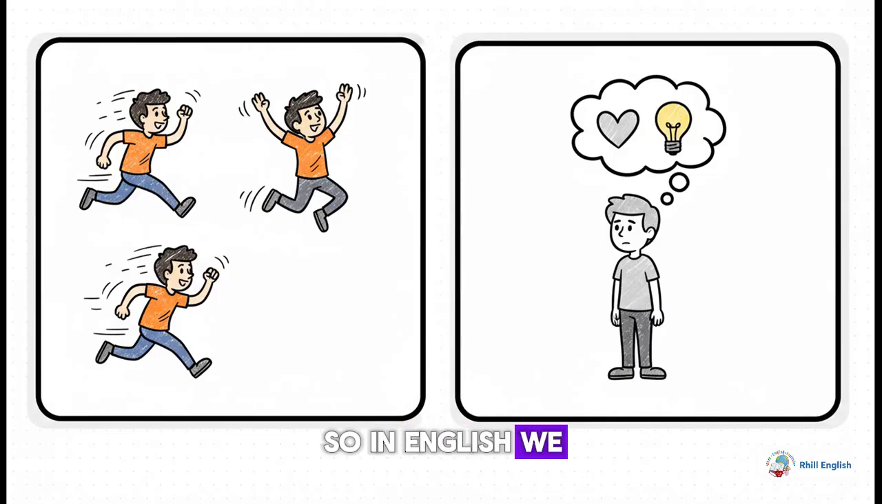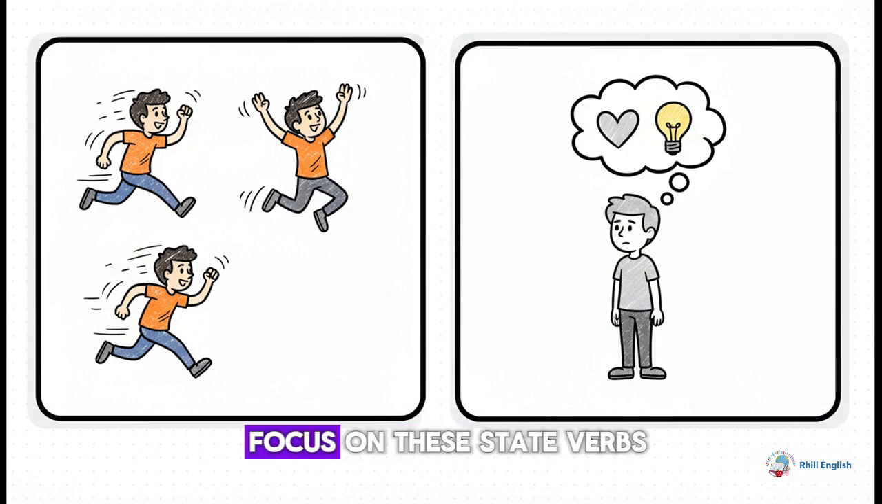So in English, we basically have two types of verbs. On one side, you have action verbs. These are for things you do, like run or jump or eat. But then you have state verbs. These are a bit different. They're for things like feelings and thoughts. And today, we're going to focus on these state verbs.